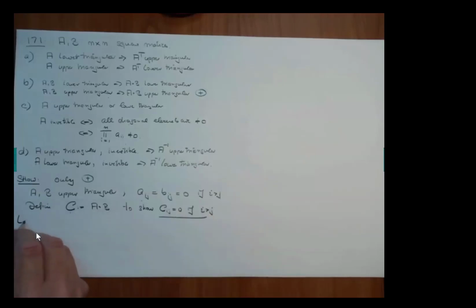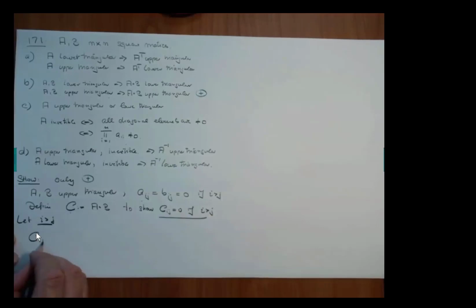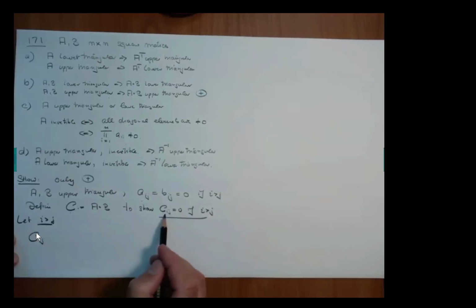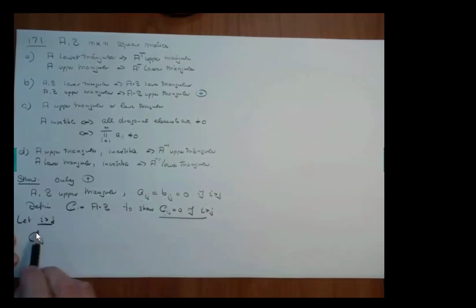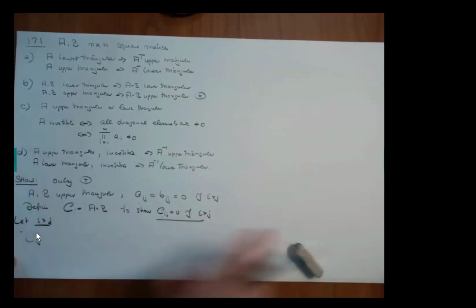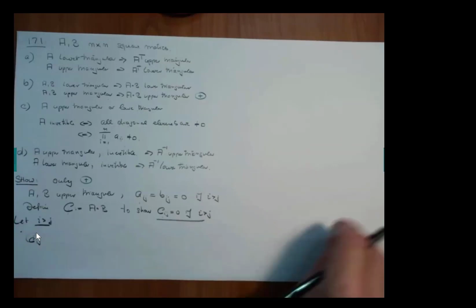So now to show this, let i be larger than j. Then what do we know about c_ij, this entry c_ij of our matrix C? Also this should actually be a small c, sorry. My small c got big. Okay.